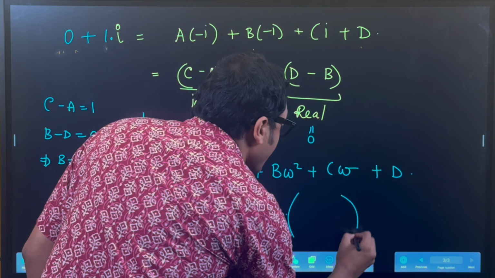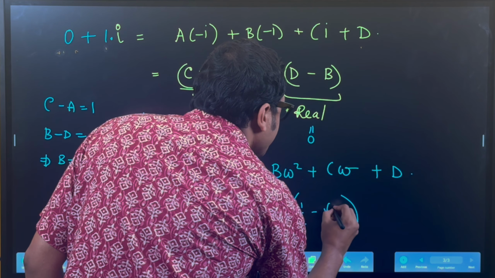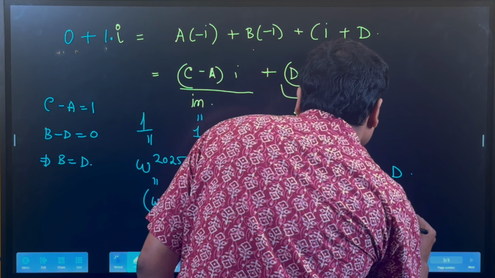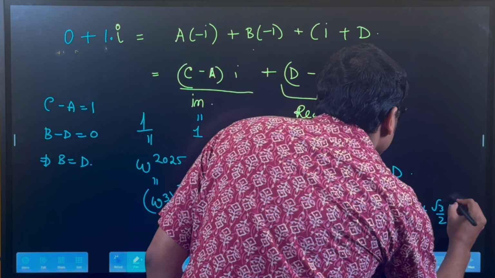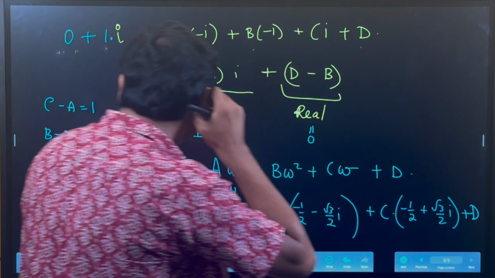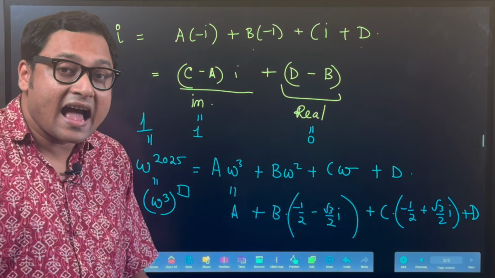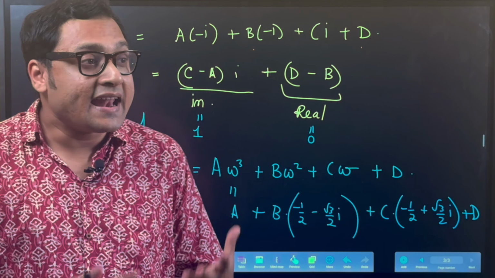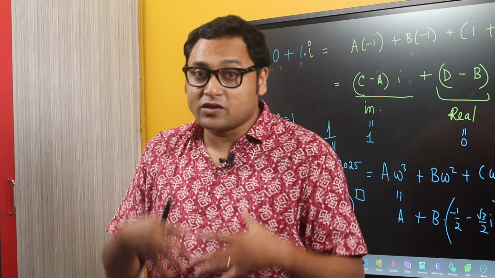What is omega square? Omega square is minus half minus root 3 by 2 i, plus C times minus half plus root 3 by 2 i, plus D. That's it. So I can again do the same trick. I can compare the real part with the real part, and I can compare the imaginary part with the imaginary part. So let's see if I can do that.